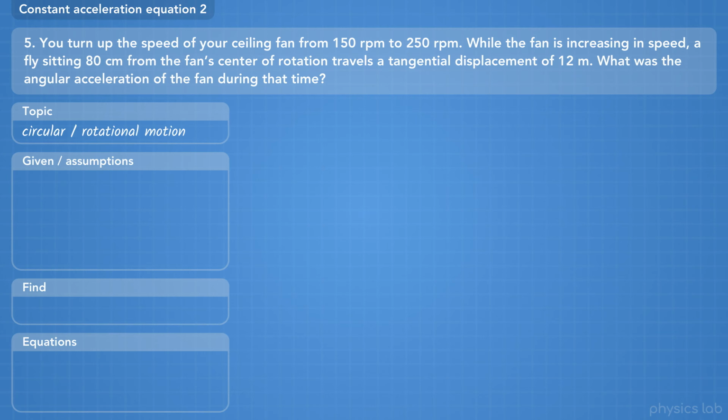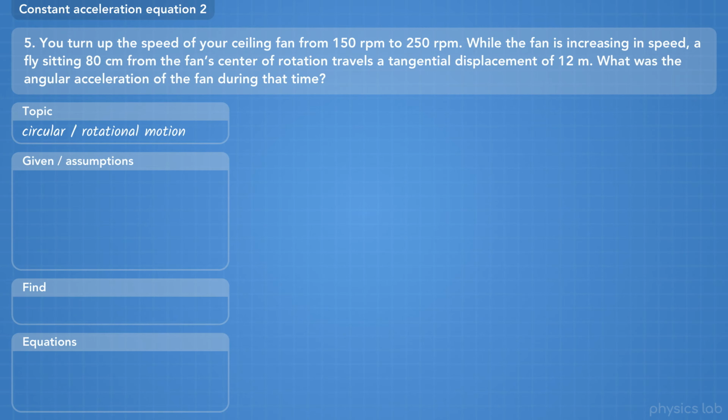You turn up the speed of your ceiling fan from 150 RPM to 250 RPM. While the fan is increasing in speed, a fly sitting 80 centimeters from the fan's center of rotation travels a tangential displacement of 12 meters. What was the angular acceleration of the fan during that time?